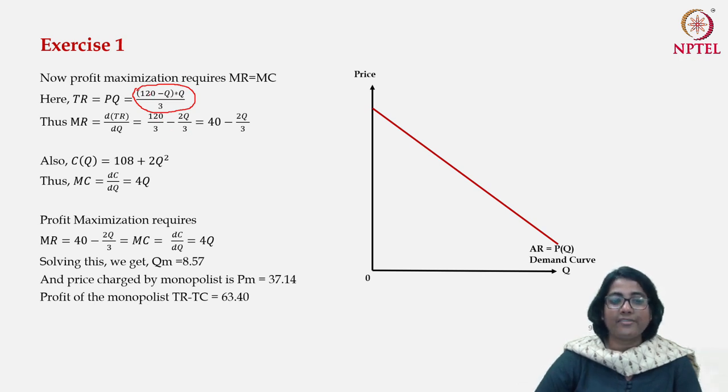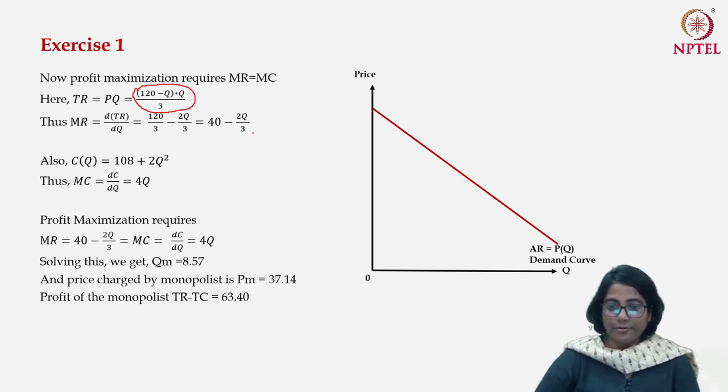So if you take the derivative of 120 divided by 3 multiplied by Q in terms of Q, you are left with 120 by 3 itself. If you are taking the derivative of the second term, that is Q square by 3, what you get is 2Q divided by 3. So the marginal revenue will be 40 minus 2Q by 3.